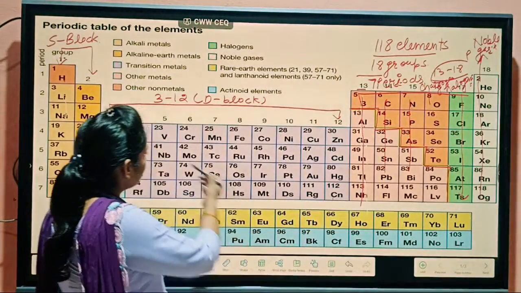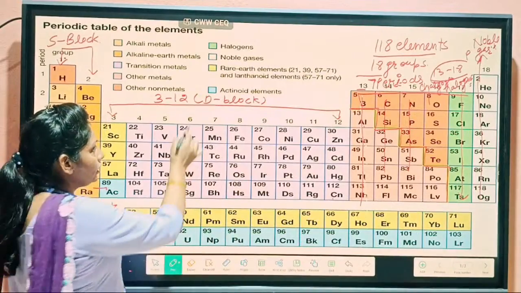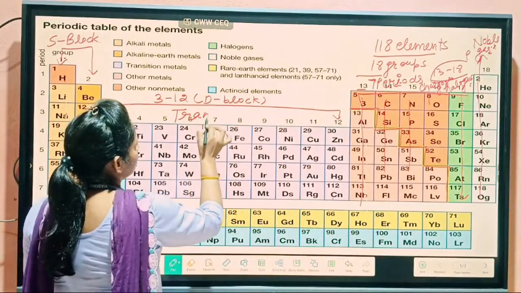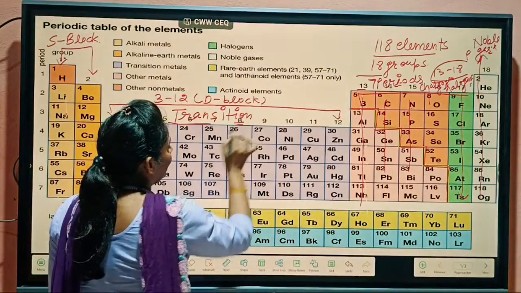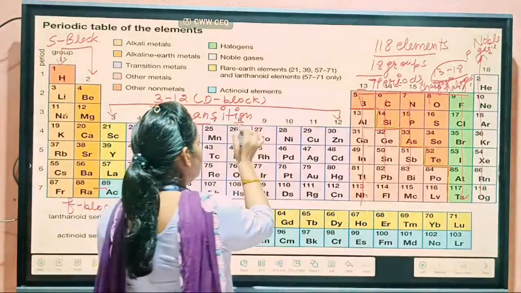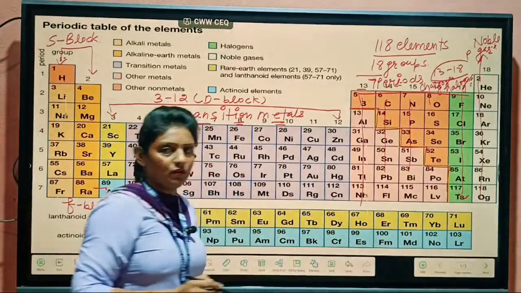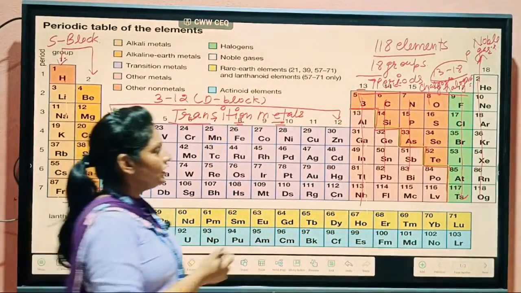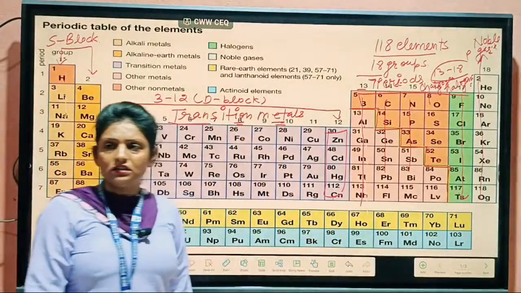Then if I talk about this block, this one is the d block. The d block is also known as the transition block. Here metals exist in this block. So students, elements of these are known as the transition elements. Okay, but students, here zinc, cadmium, mercury, these are not transition elements.